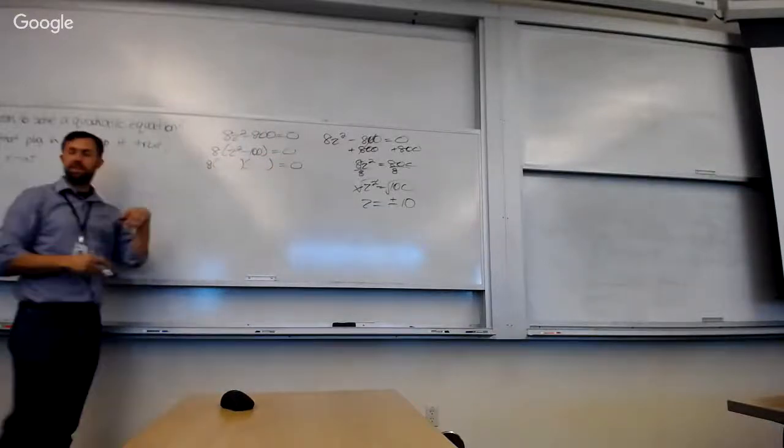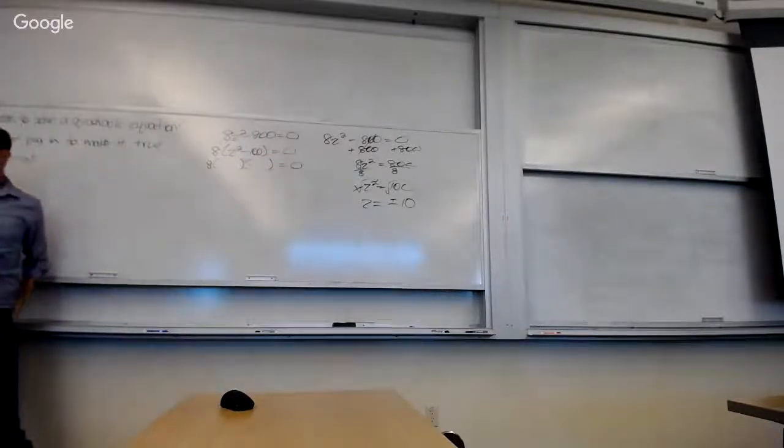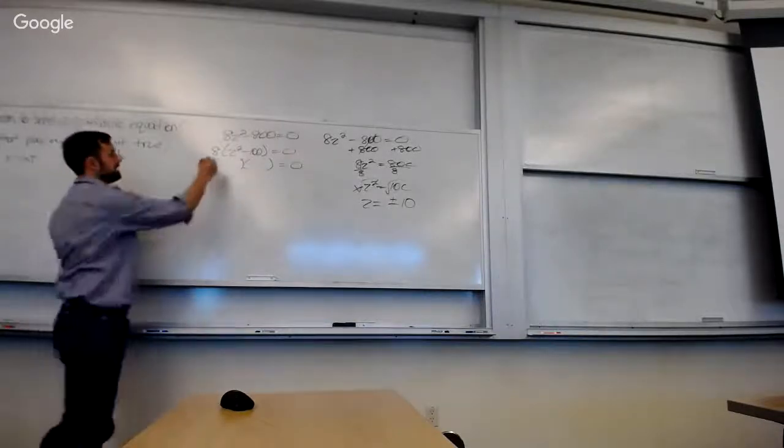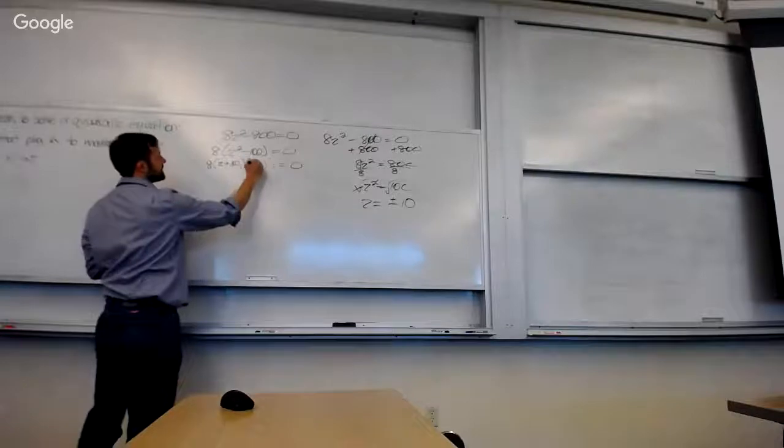You could divide off the 8. I'm just going to leave it there for a second, but that's fine. You can divide off the 8. How do I factor z squared minus 100? Yeah, difference of squares: z plus 10, z minus 10.